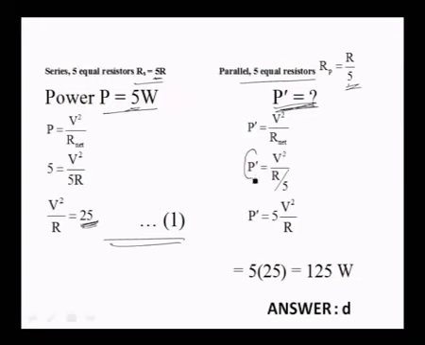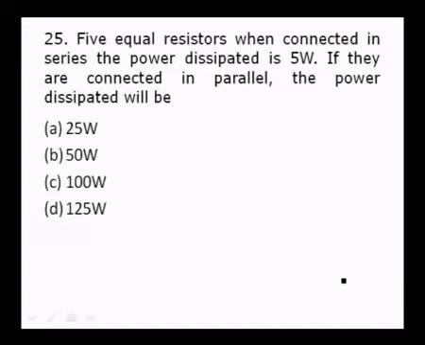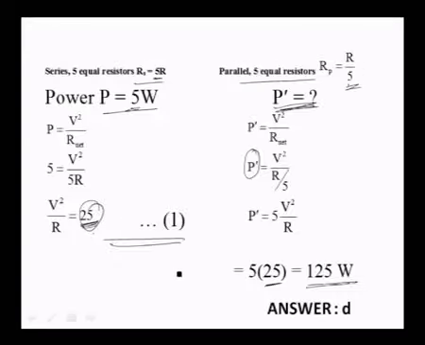You are going to calculate the P dash, that is R net is R by 5, substitute, 5 is shifted up, it is 5 V square divided by R. V square by R is equal to how much? 25. Substitute V square by R is equal to 25 in this equation, 25 into 5 gives rise to 125. Therefore, the correct option is D, 125 watt.